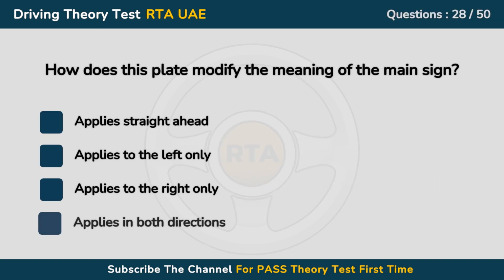Question 28. How does this plate modify the meaning of the main sign? A. Applies straight ahead. B. Applies to the left only. C. Applies to the right only. D. Applies in both directions.